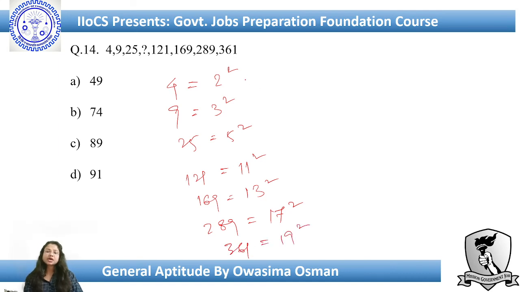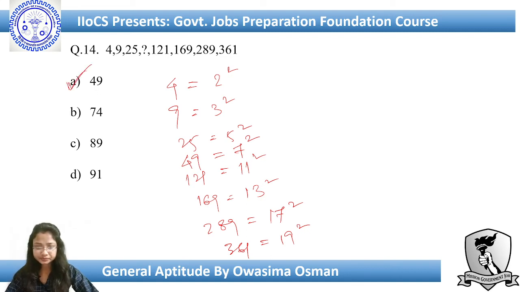So all the numbers are squares of consecutive prime numbers, that is 2, 3, 5, 11, 13, 17, 19. So our middle term will be after 5, which prime number will come, that is 7. So our answer will be 7 square, that is 49. So our answer will be option A, 49. Okay.